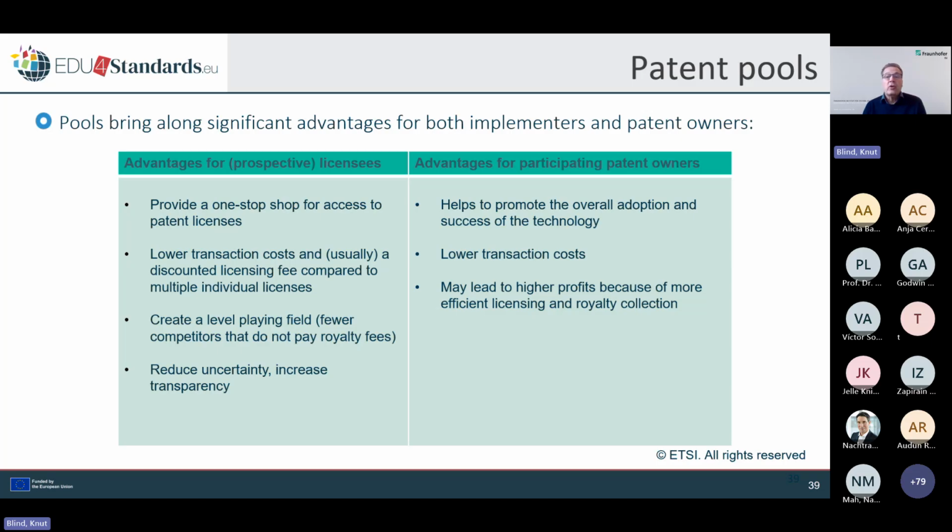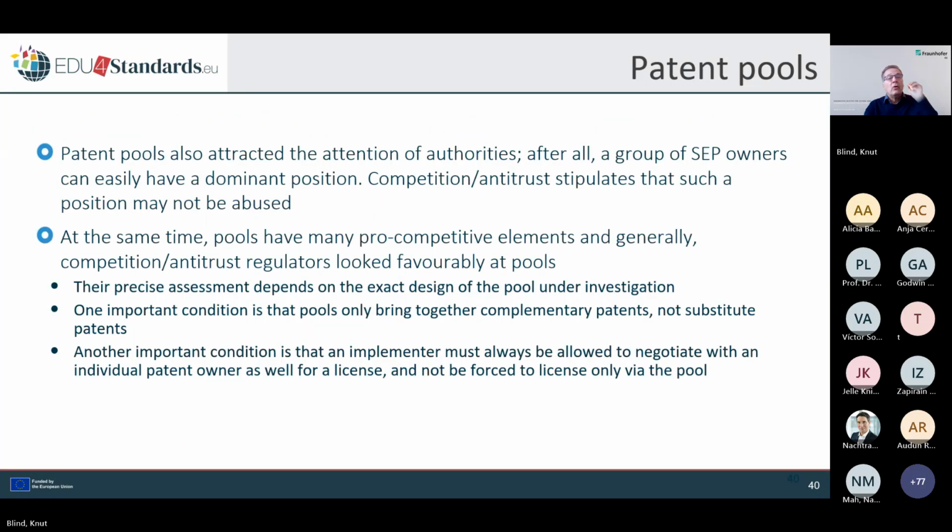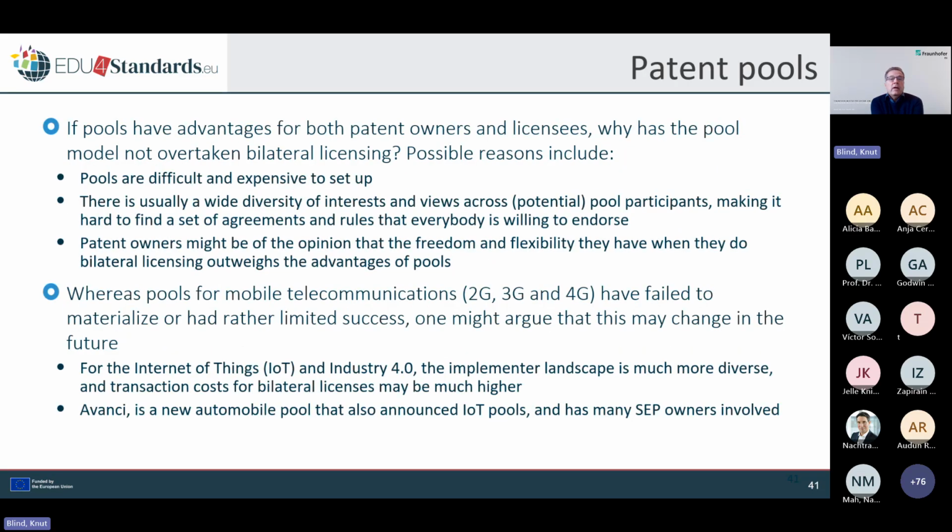And for the owners, it helps to push the adoption of the technology, lower transaction costs, and in the end, you might also get higher profits, because if the pool is very successful, then they bring this technology to everybody who is interested. On the other hand, these pools could also be considered a monopolist, and therefore competition and antitrust authorities look at them, to check that they are not discriminating or exploiting their market power. That's an issue, but in general it works.